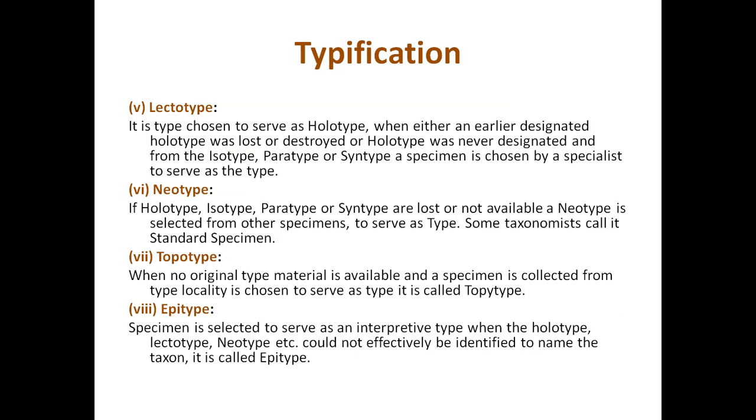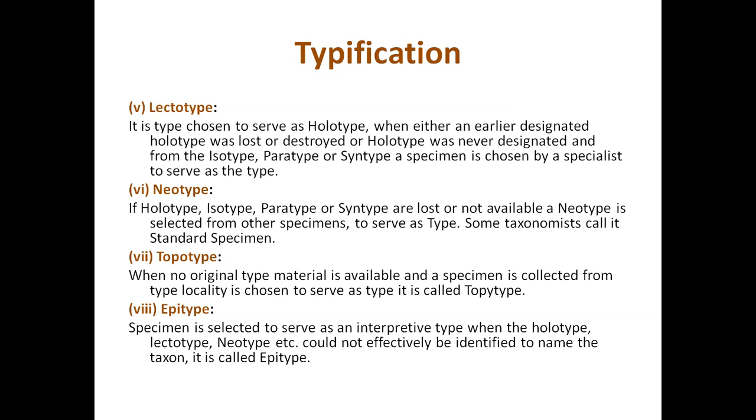And lectotype is the type chosen to serve as holotype when either an earlier designated holotype was lost or destroyed, or holotype was never designated, and from the isotype, paratype or syntype, a specimen is chosen by a specialist to serve as type. So when there is no holotype, from the isotype, paratype or syntype, one specimen is chosen by a specialist, and now it is called as lectotype. So out of the isotype, paratype, syntype, it is specified as lectotype.